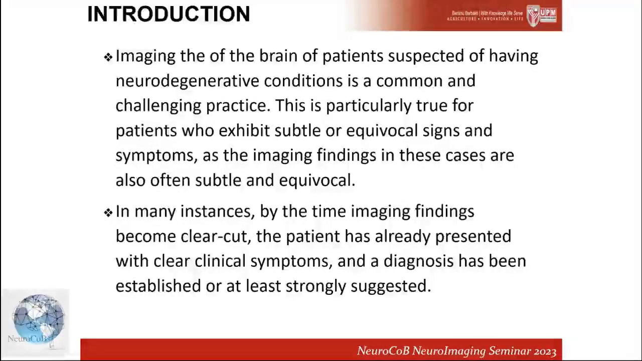Imaging of the brain of a patient suspected of having a neurodegenerative condition is a common and challenging practice. This is particularly true for patients who exhibit subtle or equivocal signs and symptoms, as the imaging findings in these cases are also often subtle and equivocal. In many instances, by the time imaging findings become clear cut, the patient has already presented with clear clinical symptoms. So we always correlate the clinical presentation with our MRI findings. That's why we need a very detailed history for the patient with neurodegenerative disease, and the diagnosis has been established or at least strongly suggested.